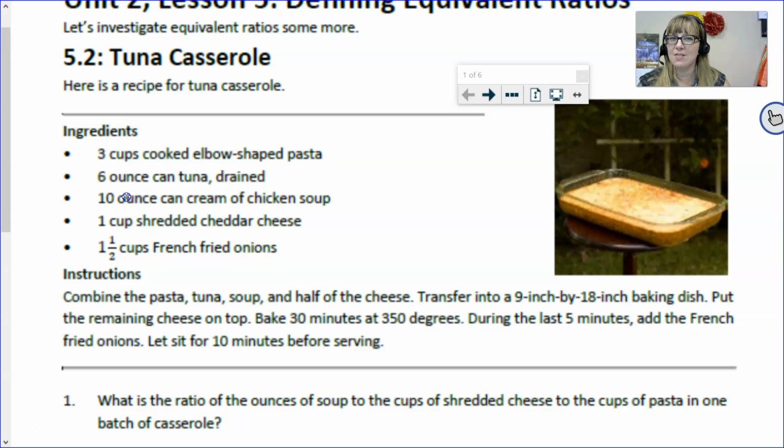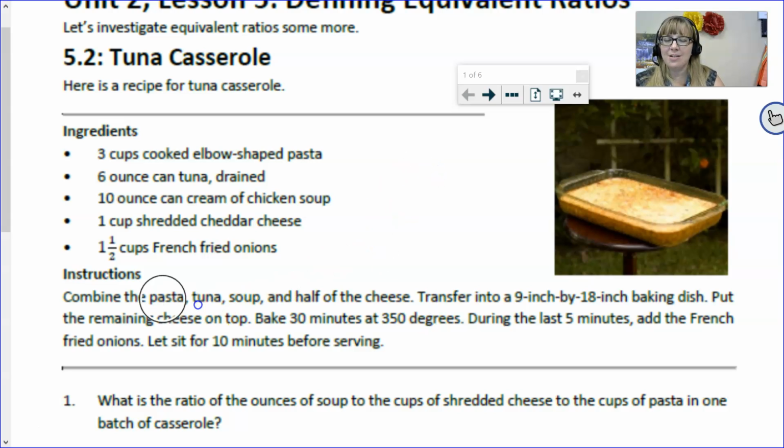My next question is, there is an ingredient that we need 3 cups of. What is that ingredient? And again, we can see that's going to be our pasta. And my final question, what is the first step of this recipe? A lot of students answer and say that it's combine the pasta, tuna, soup, and half of the cheese. That might be correct, but you need to make sure you're able to read and see everything first.